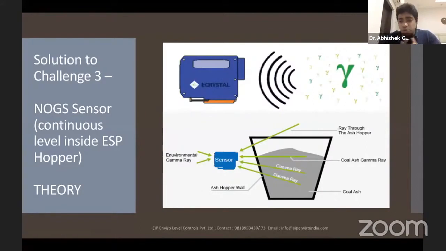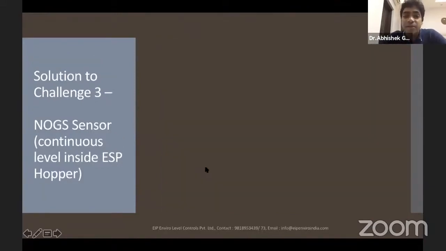So there is no source involved, no external source. My fly ash is radioactive, and my NOGS sensor is able to detect those gamma ions to generate a continuous level. The quantum of fly ash is proportional to the quantum of gamma ions, which is proportional to the level detected by this NOGS sensor. So this is the theory behind this NOGS sensor.